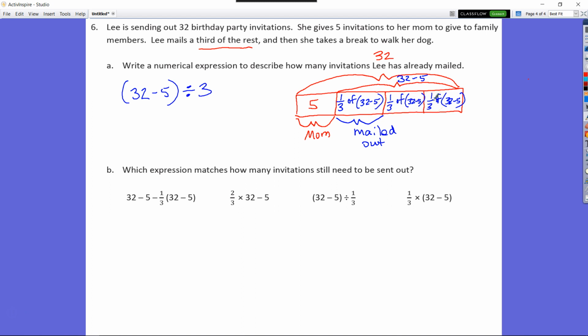All right, it says, which expression matches how many invitations still need to be mailed out? So she already took away one of the thirds. So it would be 32 minus 5 minus a third of 32 minus 5. So she had the 32 minus 5, and then she subtracted another third. So she still has the 2/3. So this first one would be our best option. And if you looked at that, she would have those 2/3 of 32 minus 5 remaining.